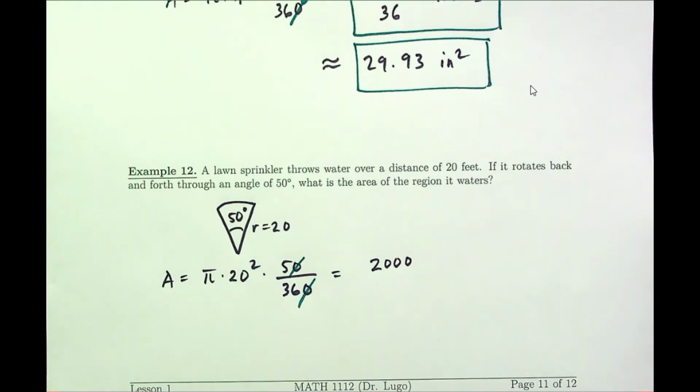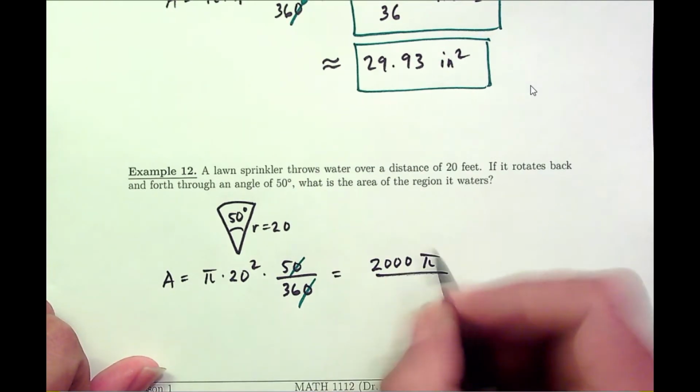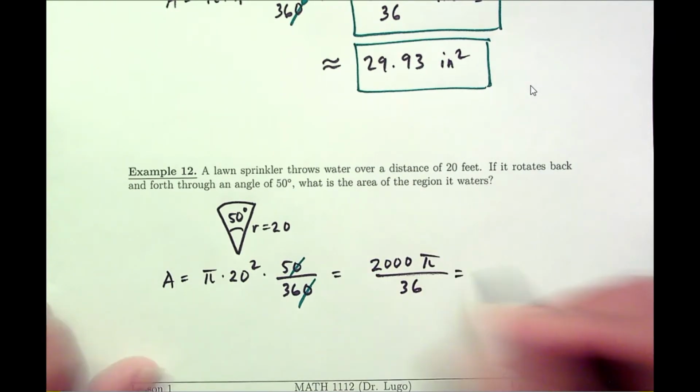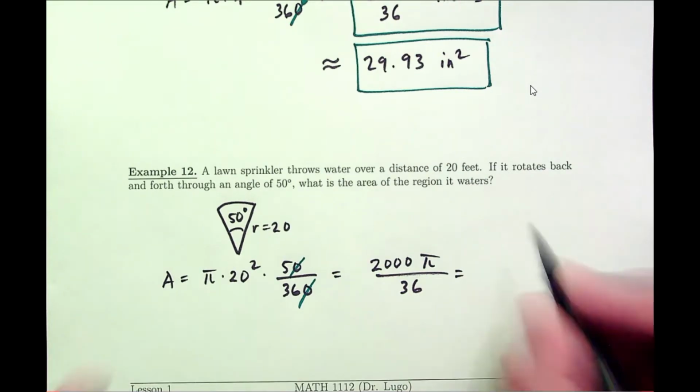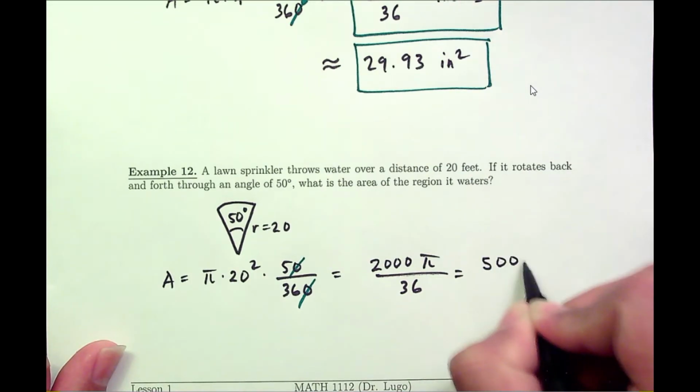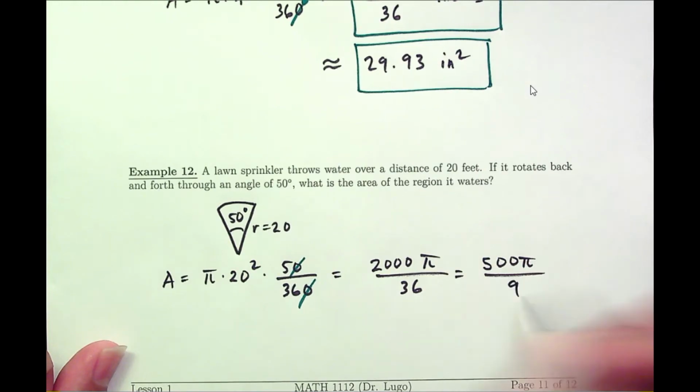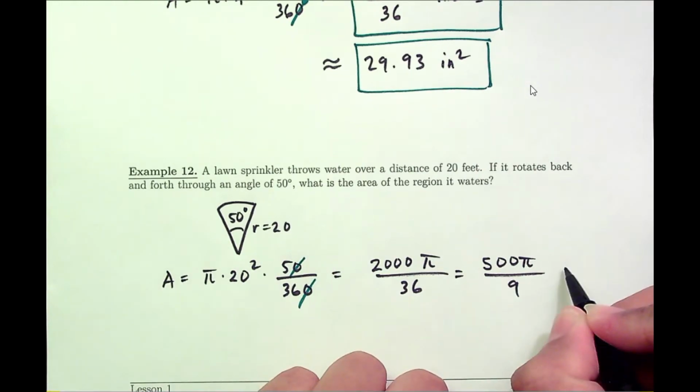400 times 5. Yeah, 2,000 pi over 36. Now we can simplify this a little bit more because we could divide by 4, top and bottom. So 2,000 divided by 4 is 500. So this is going to be 500 pi over 9. And this is square feet.